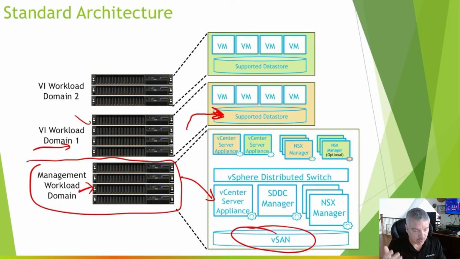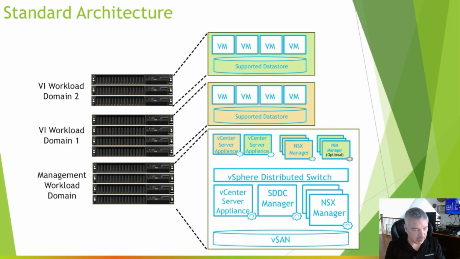You can do combinations. I can have vSAN here as my primary, and then maybe do Fibre Channel as my secondary storage. I could do stuff like that, okay? But the main thing here is the management workload domain has to have a vSAN data store. End of story. The other ones, you have the option of picking and choosing what you want.